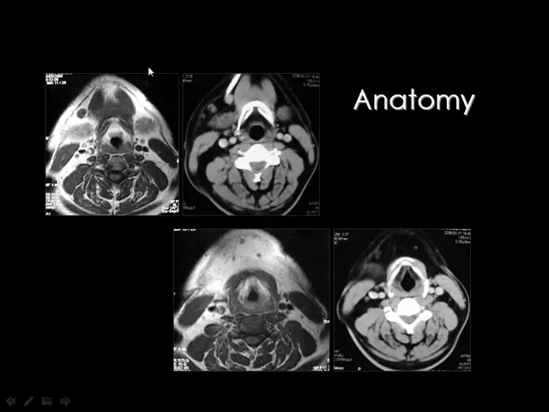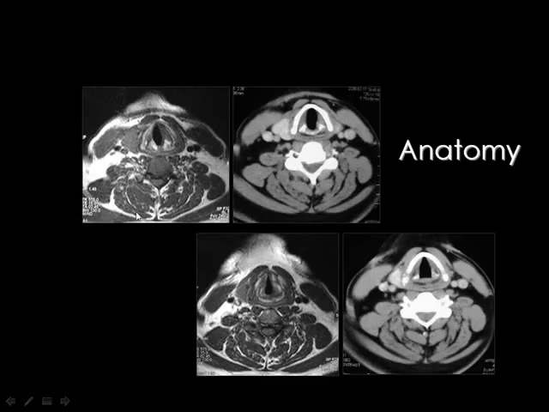Then you can see the anatomic details in the T1 and the pathologic details better on the T2 weighted image. This is also the T1 weighted image. This is the arytenoid cartilage, the true vocal cord, the sternomastoid muscle. And by MRI, this is the arytenoid cartilage and the true vocal cord of both sides.